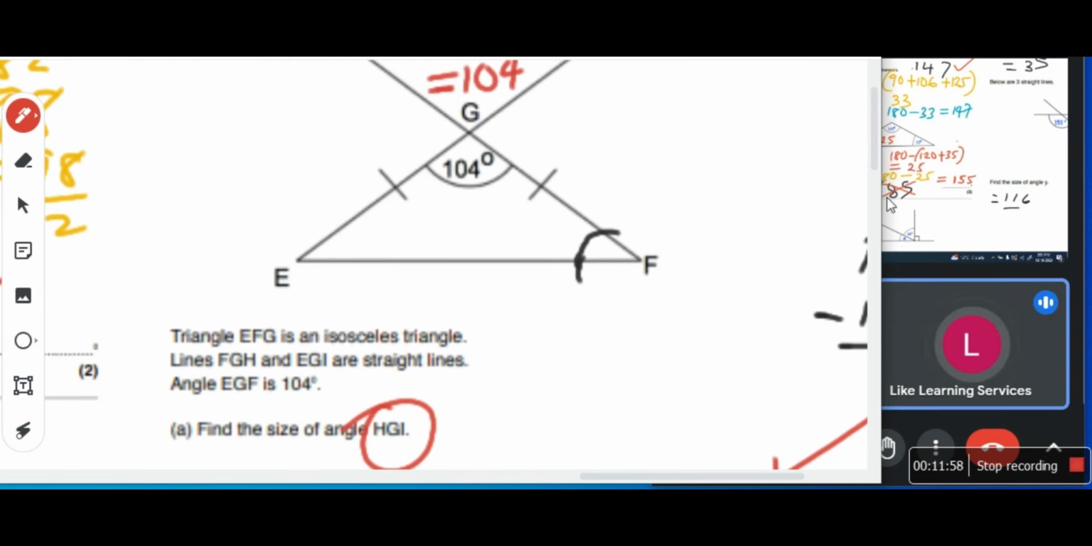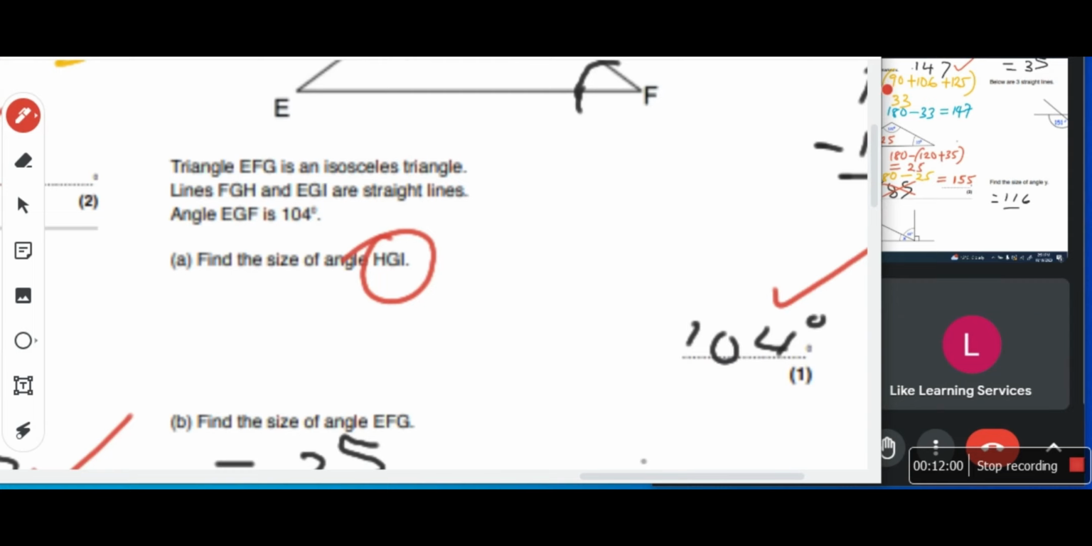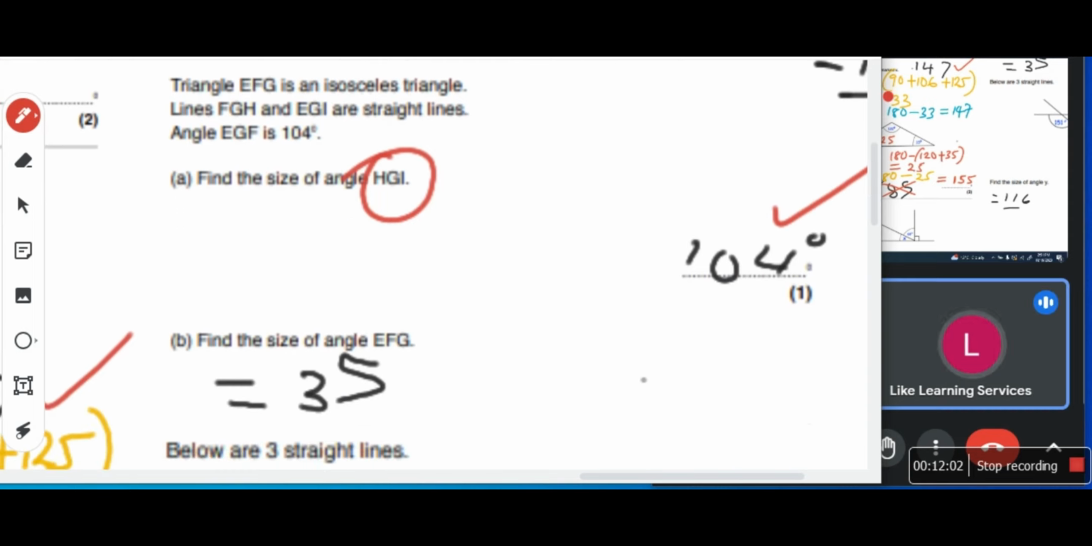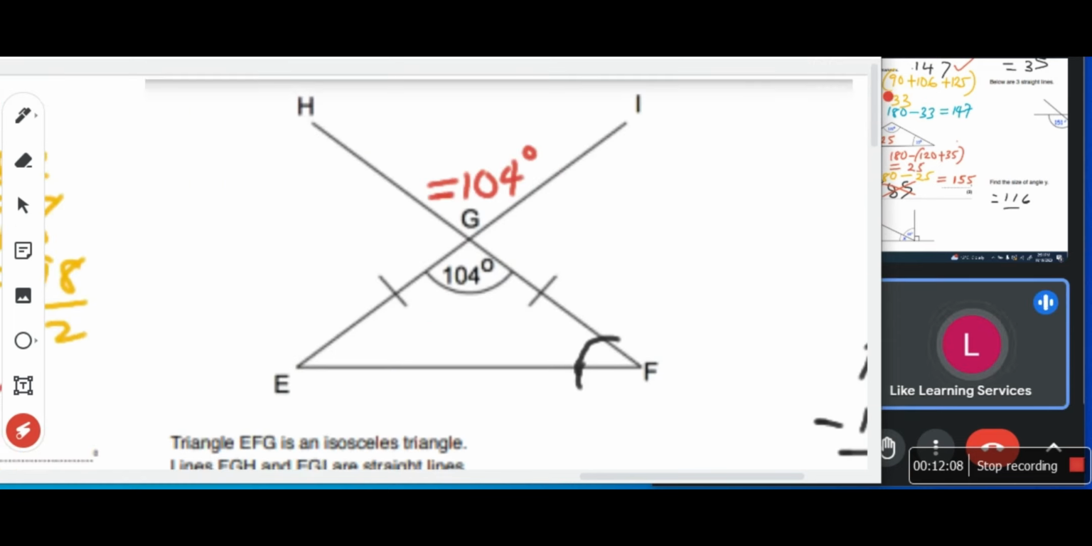And then the next one is this angle, EFG, which is at F. EFG is at F, that's correct. And since it is an isosceles triangle, this must be equal to this. How do we know it's an isosceles triangle? Because of this mark. The base angles are equal. This and this are equal.